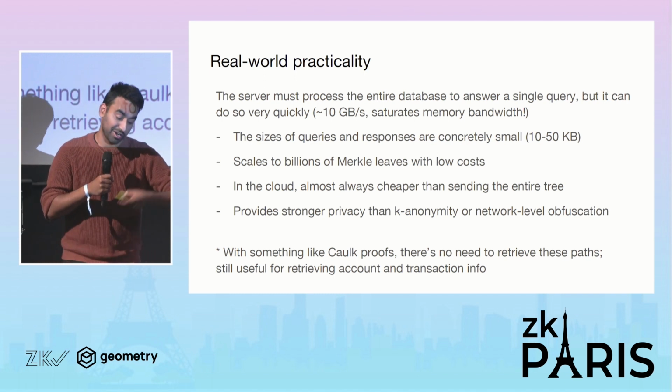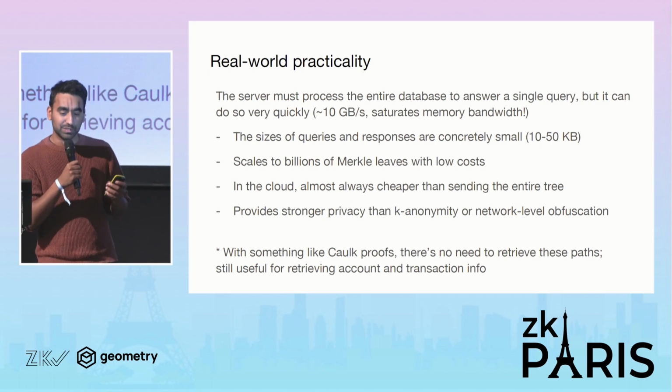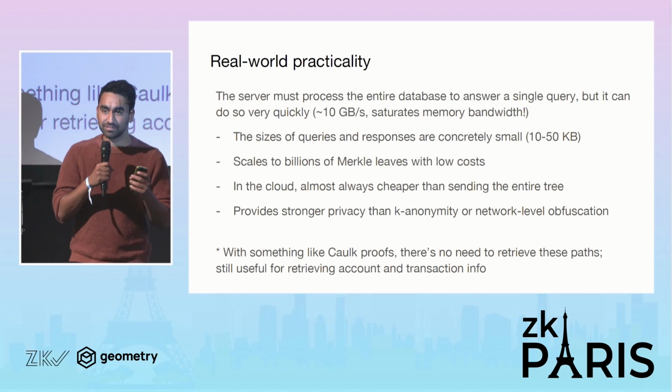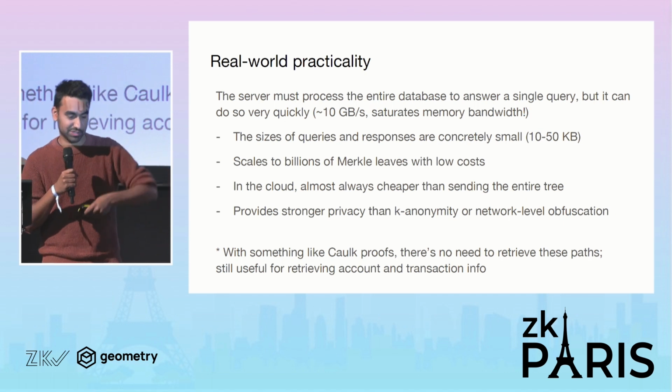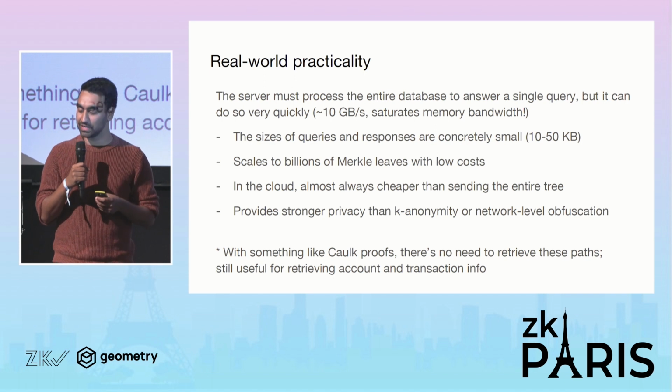This is a much stronger level of privacy than you would get if you just used 2 or 3 different full nodes, or used Tor, or downloaded only a Merkle subtree. This is a very strong level of privacy, right? You reveal absolutely nothing about which path you're proving for to the server.